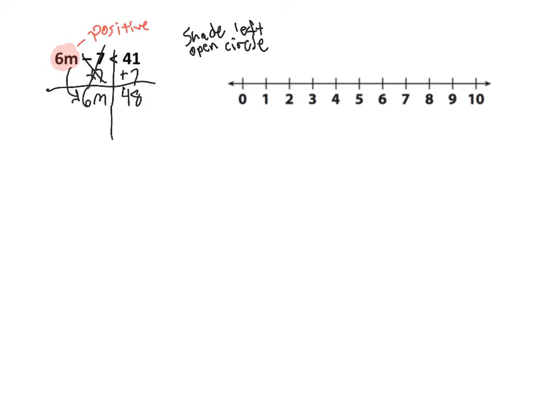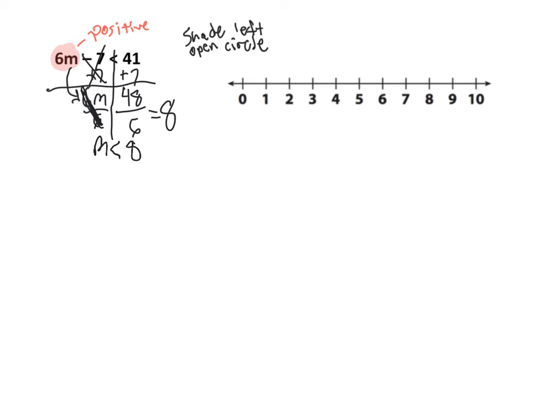Now we have to undo multiplication. So we divide by 6 over here. We divide by 6 over here. These cancel. 48 divided by 6 is just 8. So we get m is less than 8.